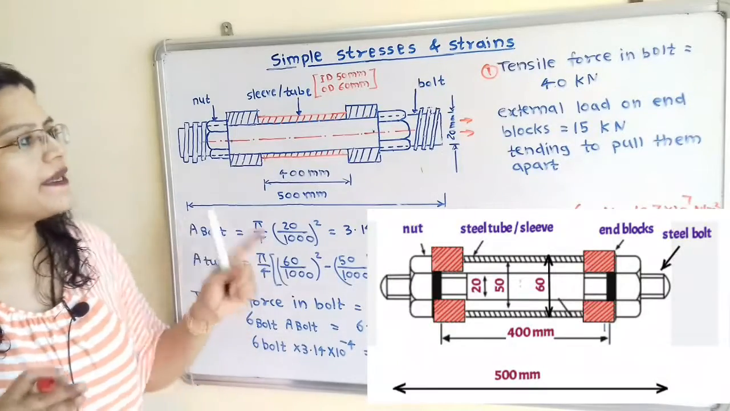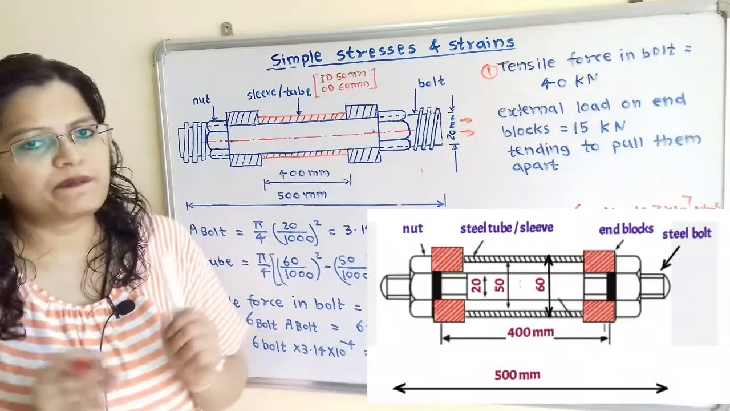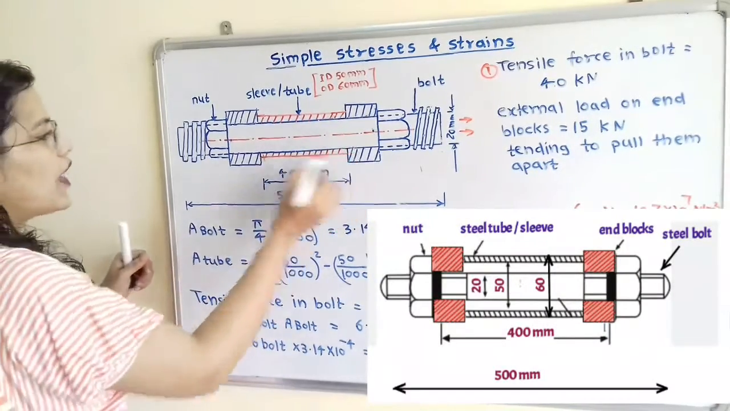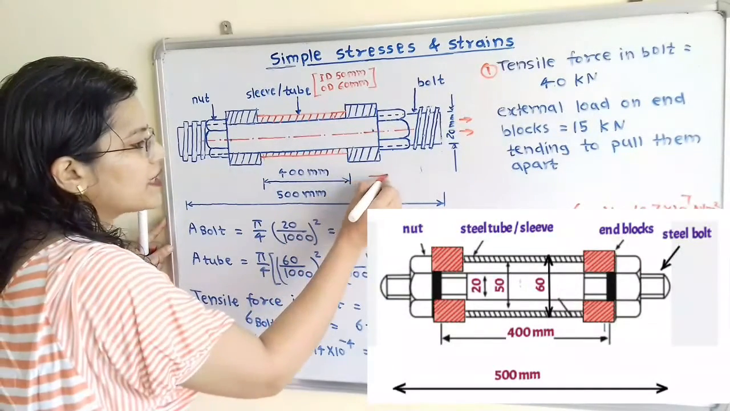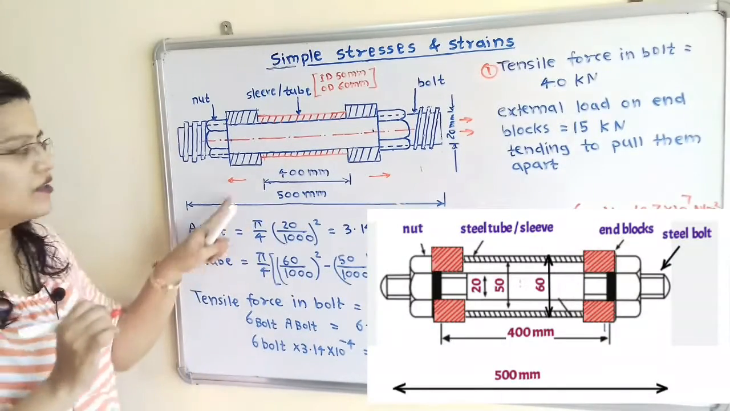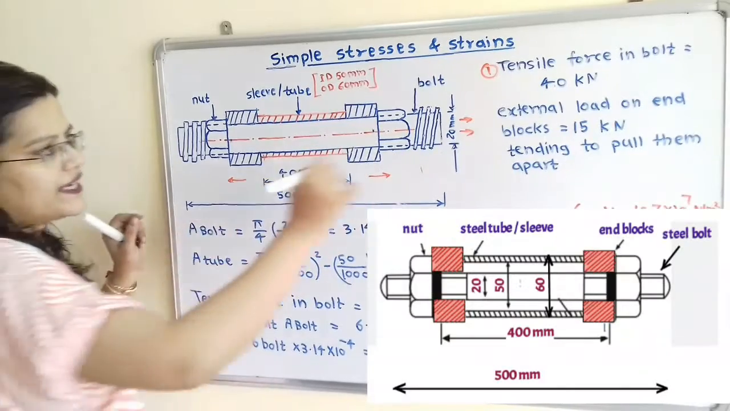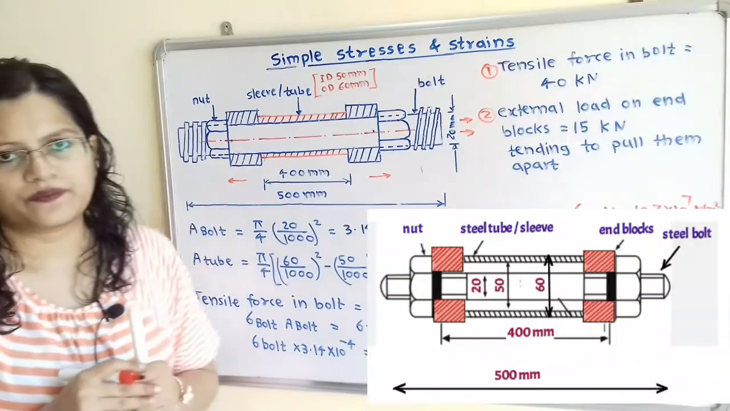And the second type is the external load on the end blocks, which is equal to 15 kN tending to pull them apart. So these two are the end blocks and the type of load is tending to pull them apart. That means direction is outward direction. So we can say that this 15 kN force is also a tensile force. So this is the second type of force.